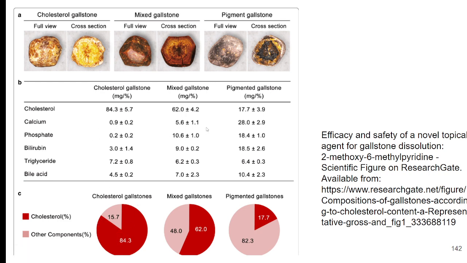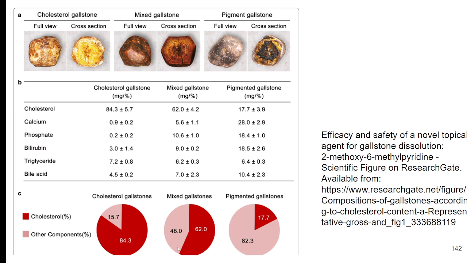The chemical content of these also is different. The calcium content of a pigment stone is very high, and because of that it becomes radiopaque. Whereas the calcium content of cholesterol stones is very low, and hence they are not radiopaque. The other chemical contents: cholesterol content in cholesterol stones is obviously quite high, whereas bile acid content in a pigment stone is higher than in others.